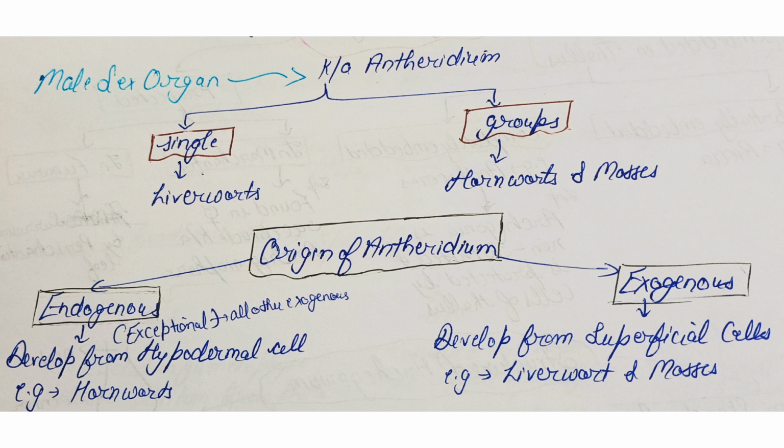If we talk about the origin of antheridium, it can be endogenous or exogenous. In endogenous origin, the male sex organ develops from the hypodermal cell. It is seen only in the case of hornworts. This point is to be noted. In exogenous, the male sex organ arises from the superficial cells. It is present in liverworts and mosses.